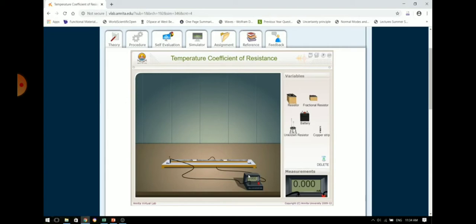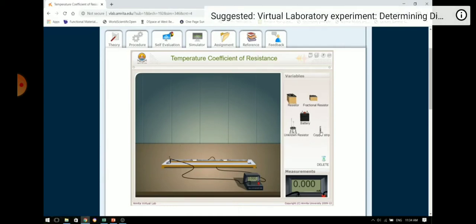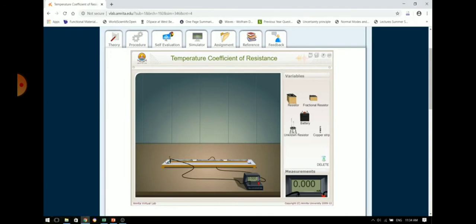There are four gaps, 1, 2, 3, 4. First you choose the copper strip. You just click and drag it to the circuit. I am choosing the copper strip for calculating the resistance per unit length. There is the resistor, another copper strip, and the fractional resistance also. I click the copper strip and put it on gap 1. Then there is gap 2, gap 3, and this is gap 4.